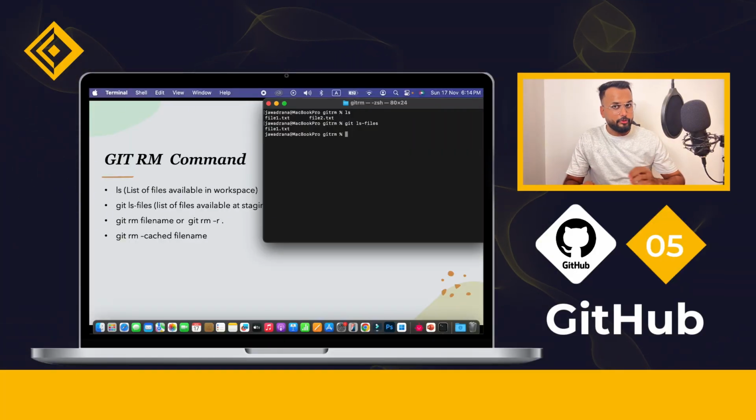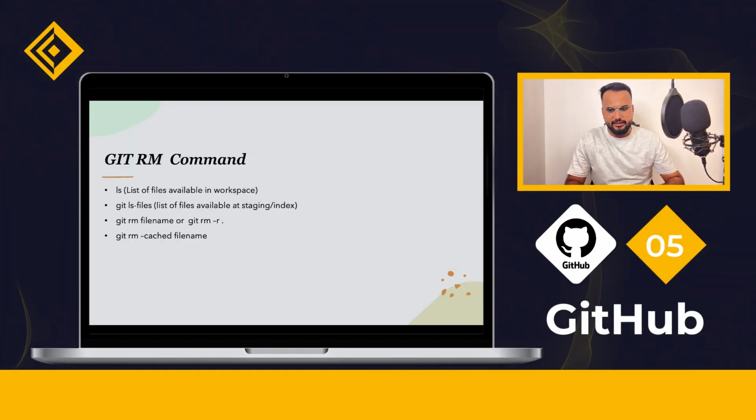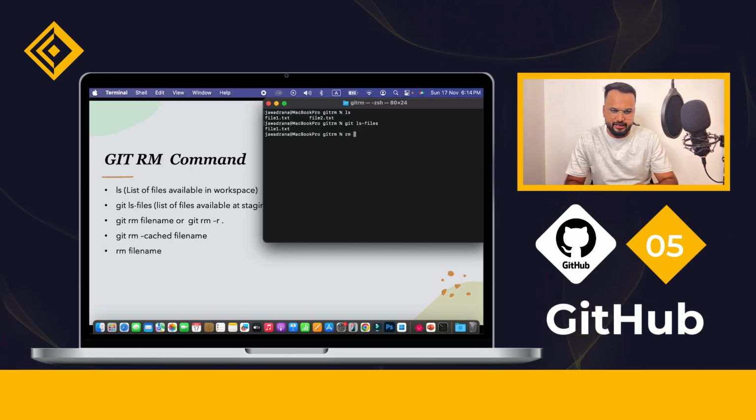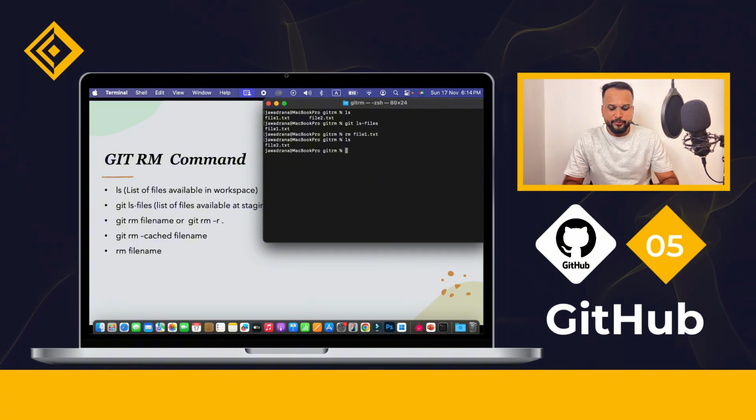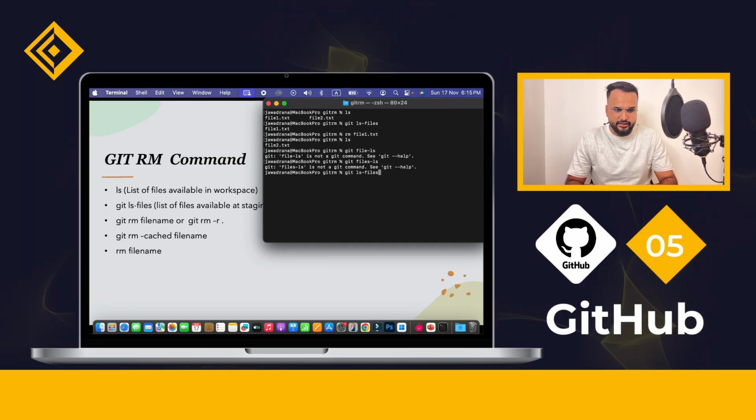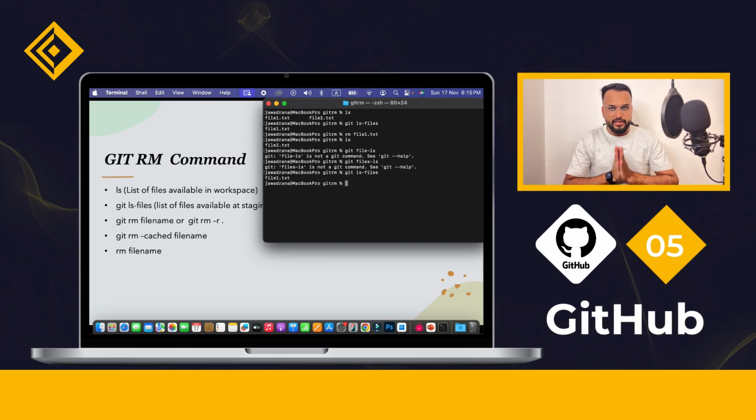Similarly, if I want to remove the file only from the working directory, how can I do that? I will simply write rm and then, let's say, file1.txt I will remove from there. So this will remove the file from the working directory only, rm and the file name. Let's say ls, you can see only file 2 is available in my working directory. If I say git ls-files, you can see only file 1 is available inside my staging, but file 1 is removed from the working directory as we used the remove command.